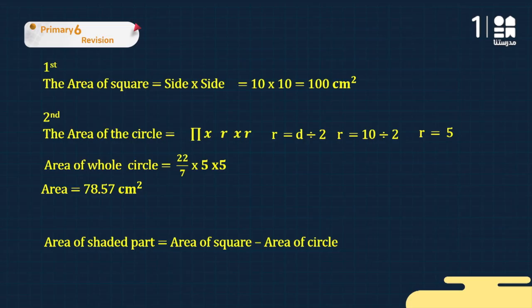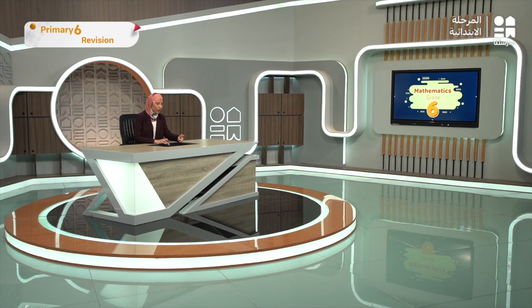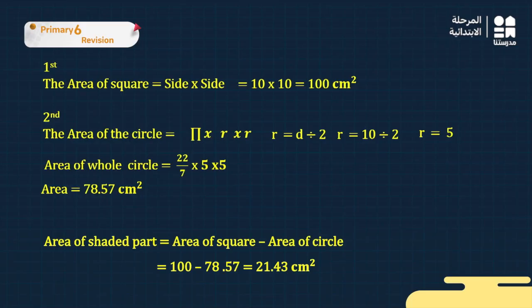But if you look again at my circle, the circle is cut into 2 equal parts. So if I want to find the area of half of the circle, I will make my area divided by 2. Okay, how can I find the area of the shaded part? As I said, I will make the area of the square minus the area of the circle. So I will make 100 minus 78.57. So my answer will be 21.43 centimeters square.